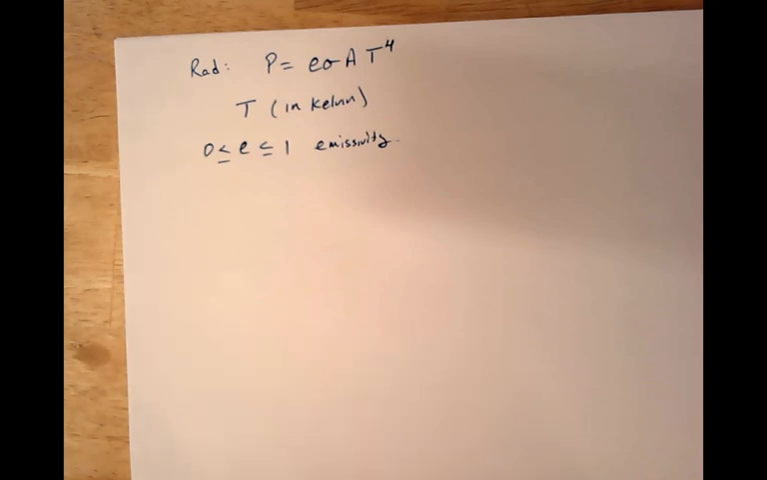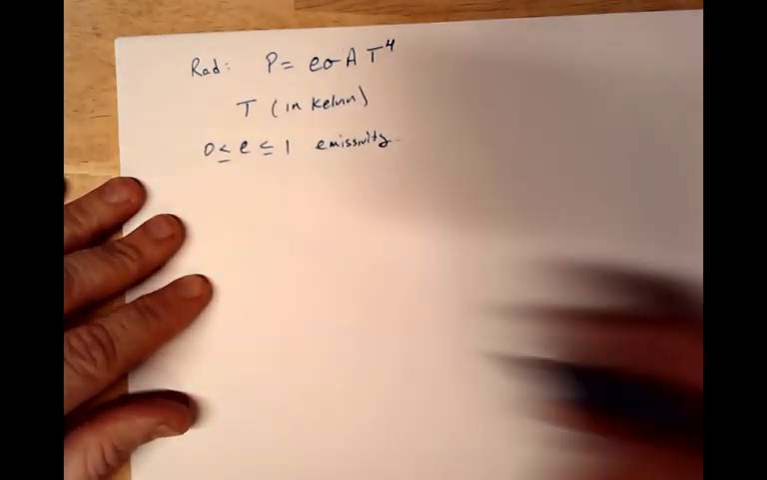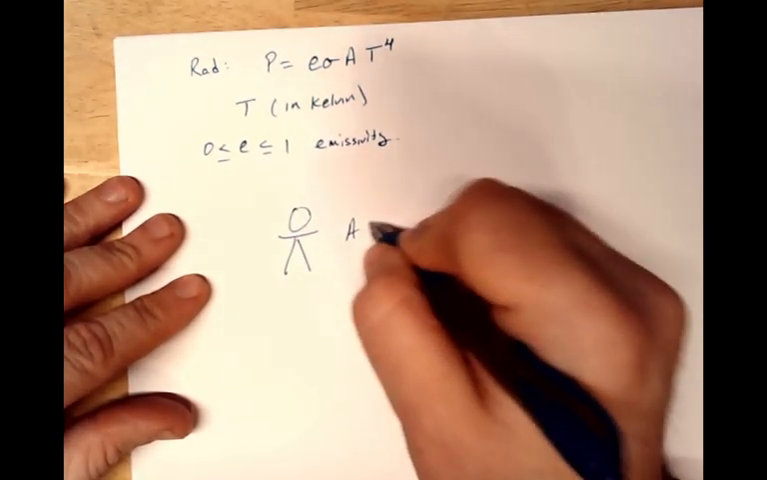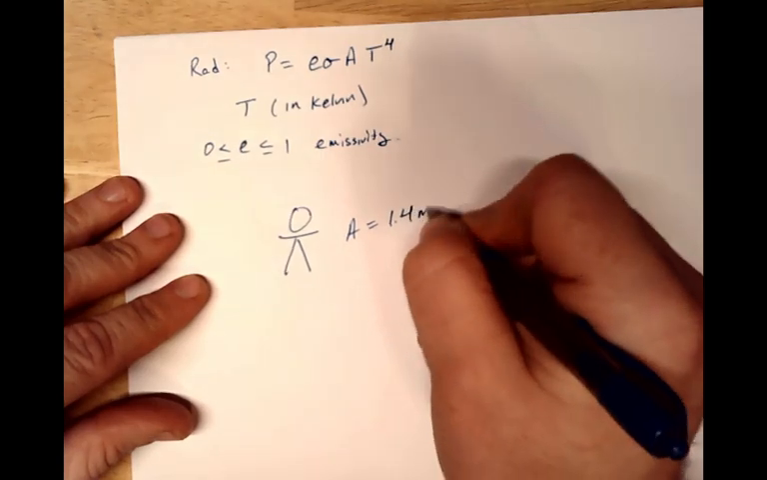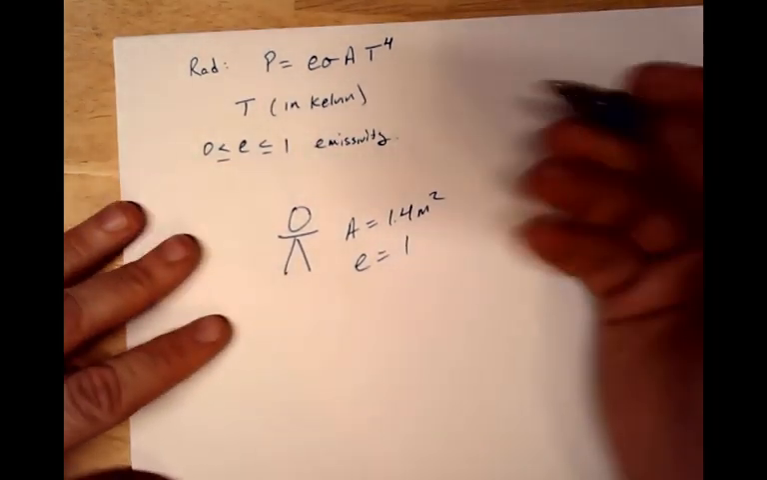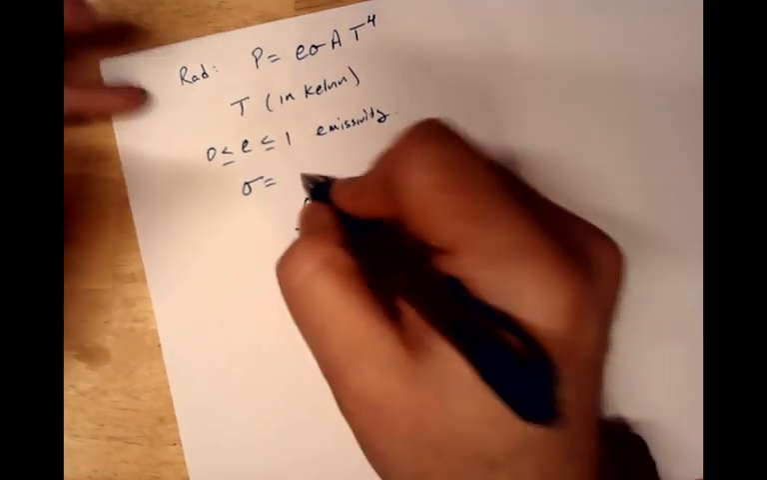We can say that humans don't reflect light. I mean, obviously you see them, so they do reflect something, but it's perfectly reasonable to ignore this for what we're doing. So we're going to have a person. Their area is 1.4 meters squared. We'll take E equals 1. Sigma here is a universal constant, so it's on your formula sheet.